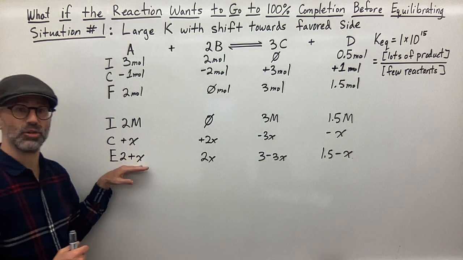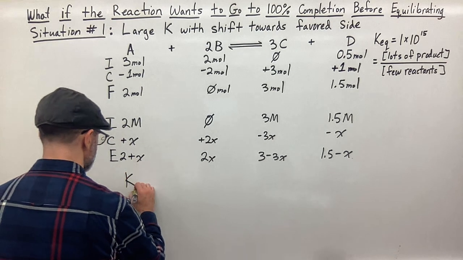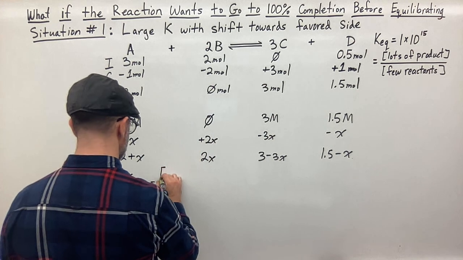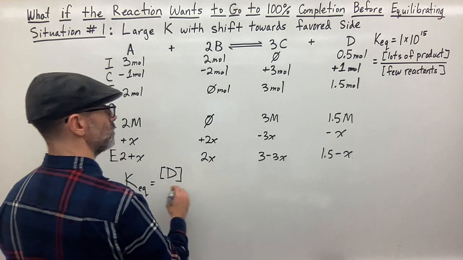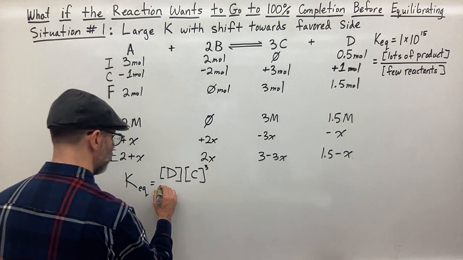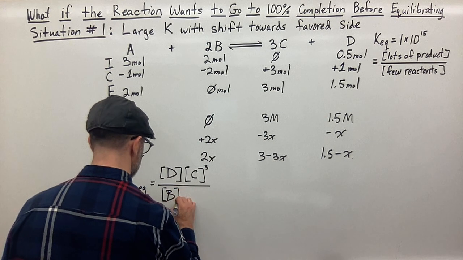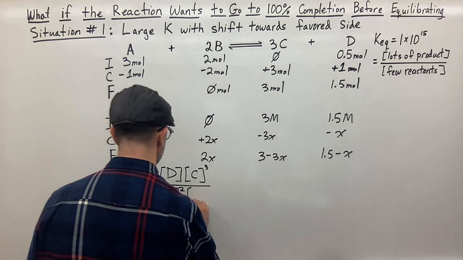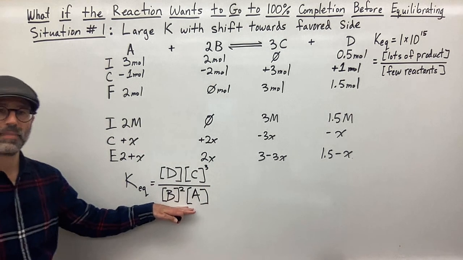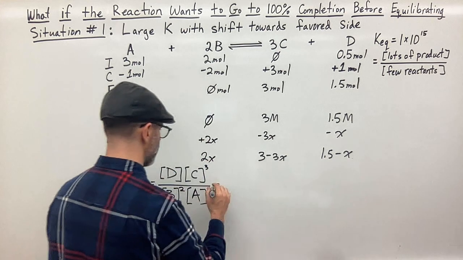So now I have my equilibrium expressions. So now I can plug those into my K. So K_eq is equal to the concentration of D multiplied by the concentration of C raised to the third power over the concentration of B raised to the second power multiplied by the concentration of A. So now I have my K expression. I'm going to plug in my equilibrium expressions in terms of X.